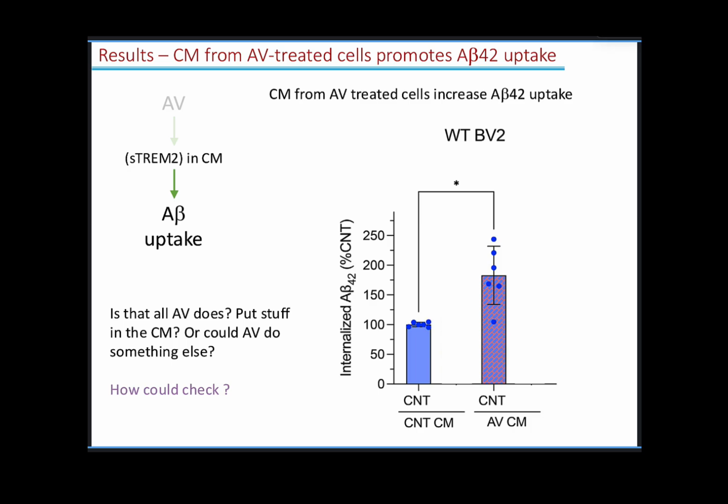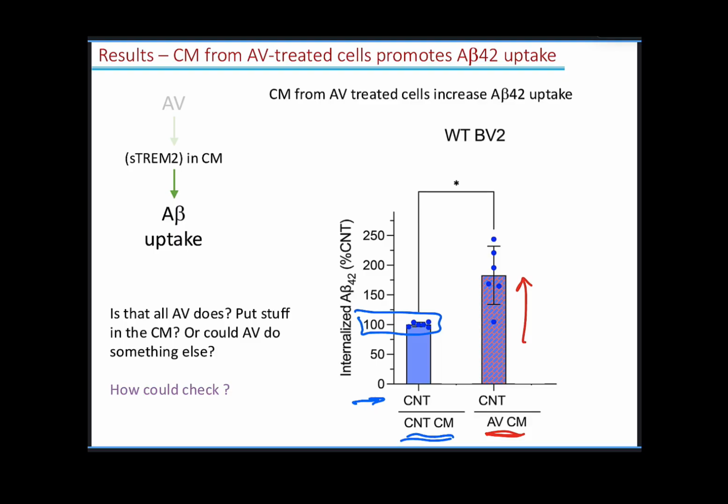They forget AV now. They're treating cells with only conditioned media from either control cells or AV treated cells. And what they see is that when these are control cells in both cases, right? Both are called CNTs, control cells. When they're treated with control conditioned medium, there is a baseline level of A beta uptake. But when they treat those cells with conditioned media from AV treated cells, now A beta uptake goes up significantly. Once again, I can't emphasize this enough. These cells have not been treated with AV. They've been treated with the conditioned media from cells that were treated with AV, but they themselves were not treated with AV.